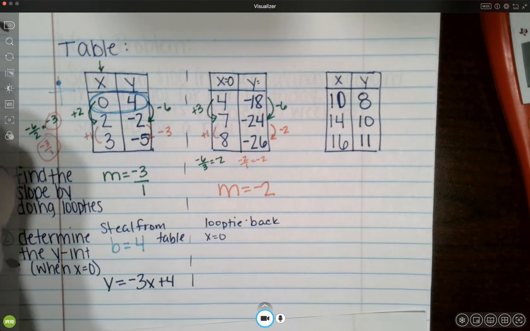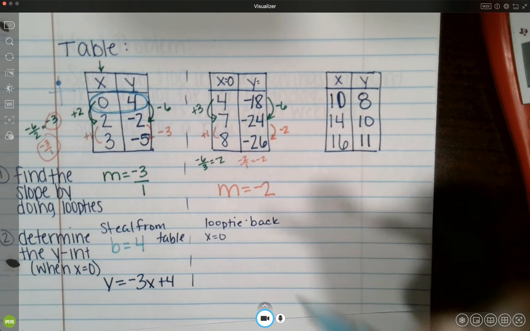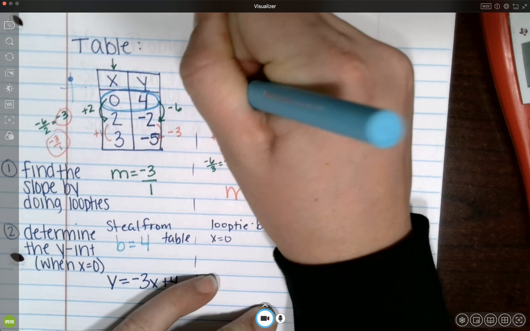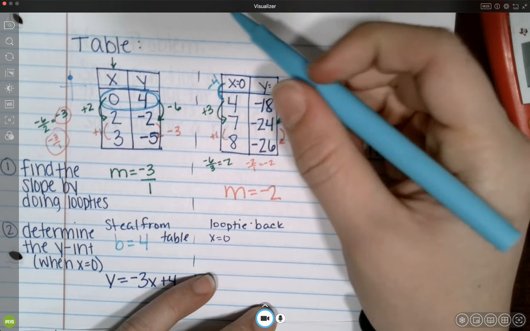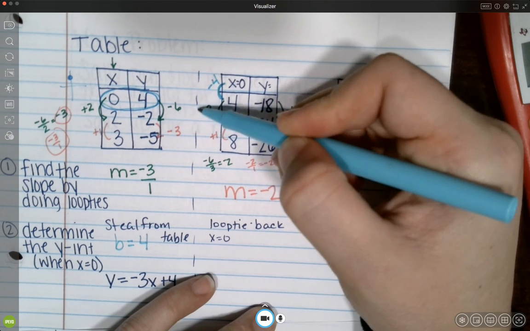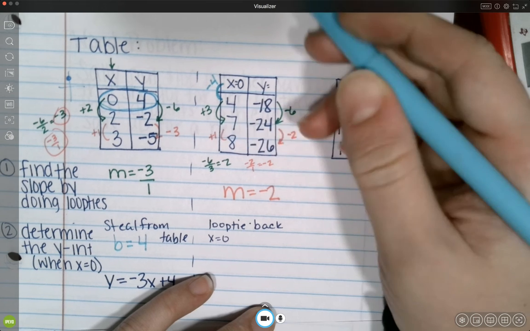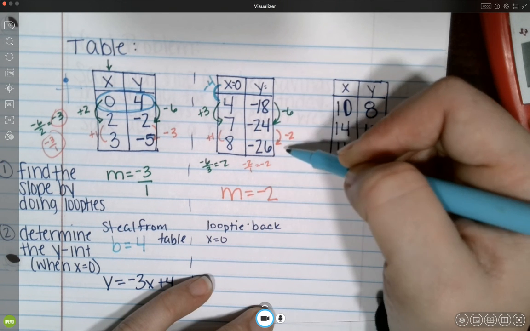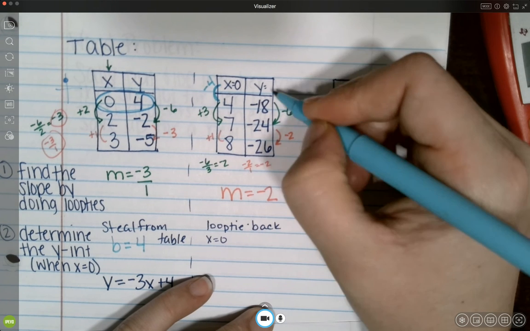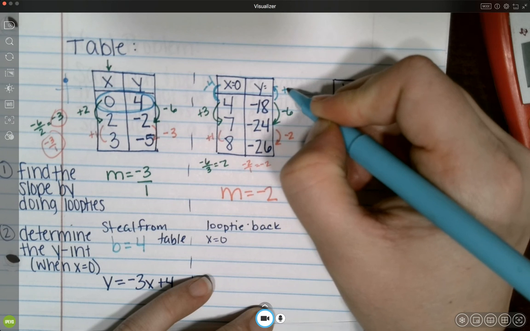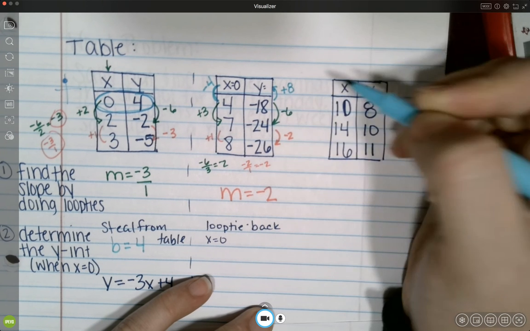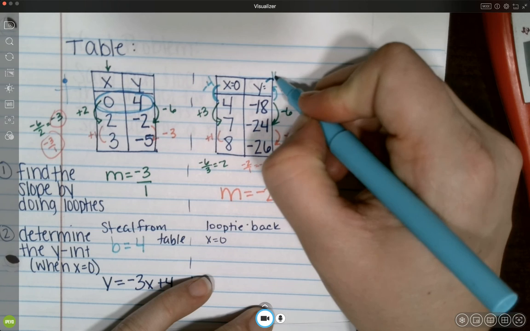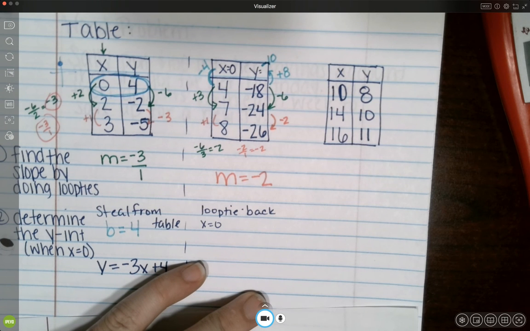That means I have to loop d backwards 4. I have to subtract 4. Notice here, 3 and 1 made 4. When I moved forward 4, I moved minus 8, which means I have to go plus 8. I have to do the opposite. So that means my data started at negative 10.